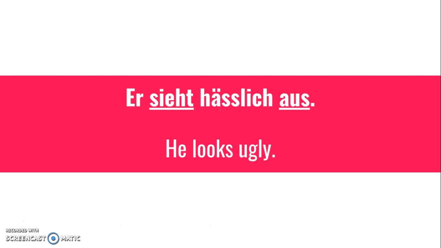Here's an example sentence with this verb. Er sieht hässlich aus, which means he looks ugly. So you can see that the conjugation of sehen is in second position as we normally would have it, and aus has moved to the end of the sentence.